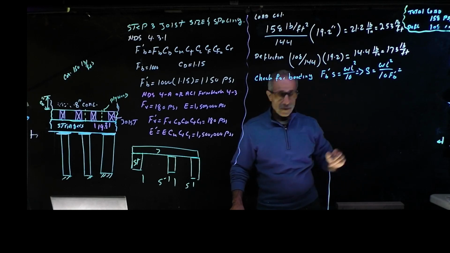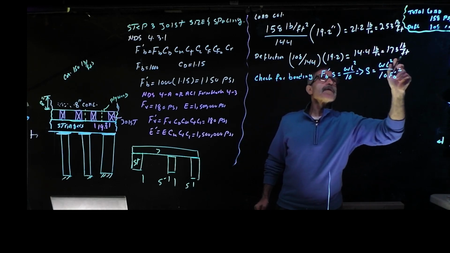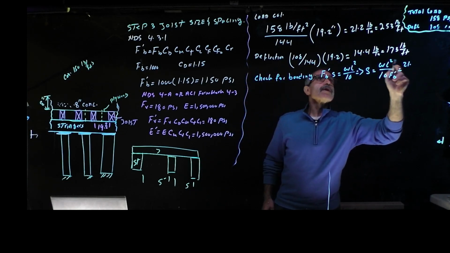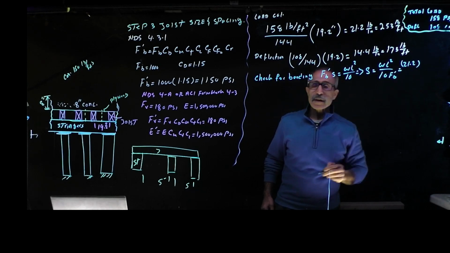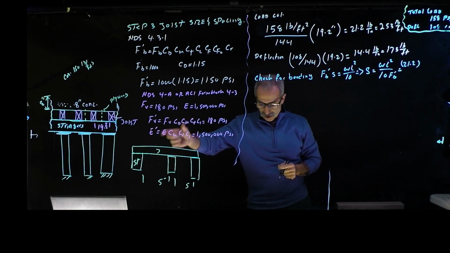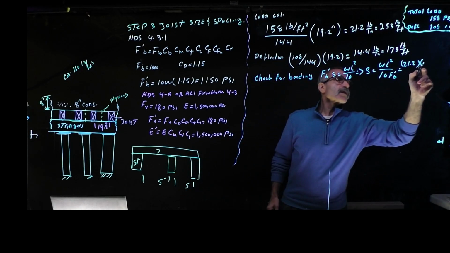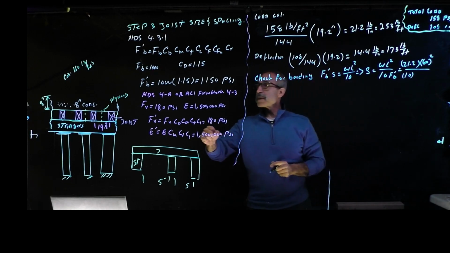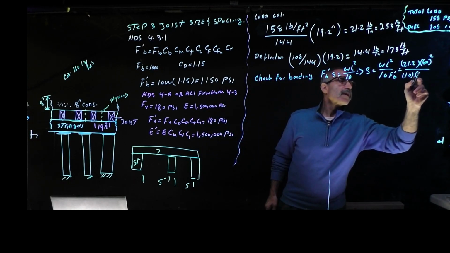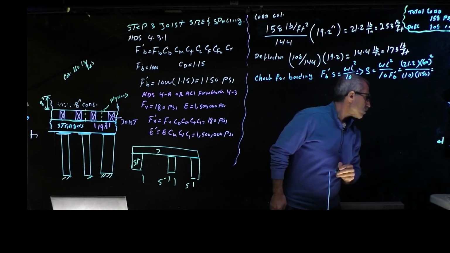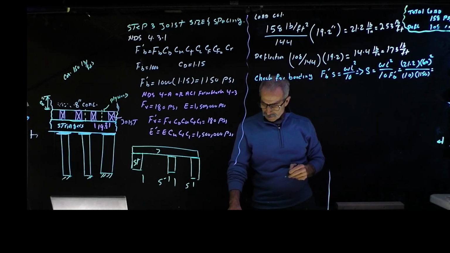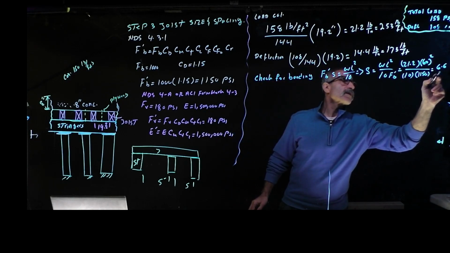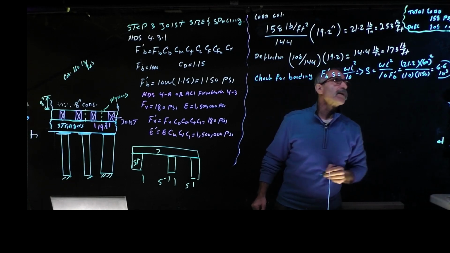It's going to be 21.2 times the length. It's a 5 feet spacing, so that's going to be 60 inches. So 60 to the power 2, divide that by 10, and we said F prime b came out to be 1150. And then that comes out to 6.6. So our S has come out to 6.6 inches cubed. Keep that number in mind.